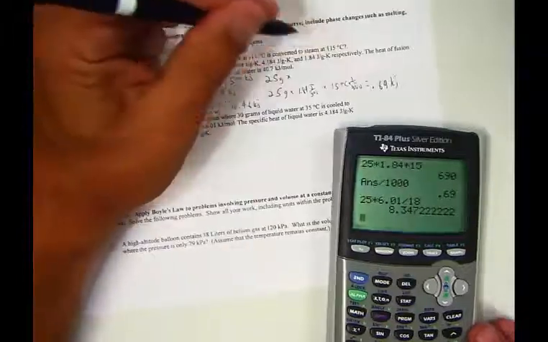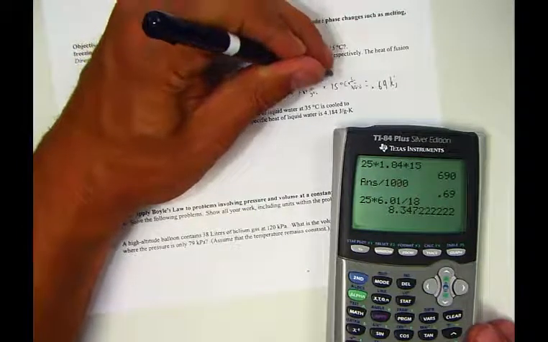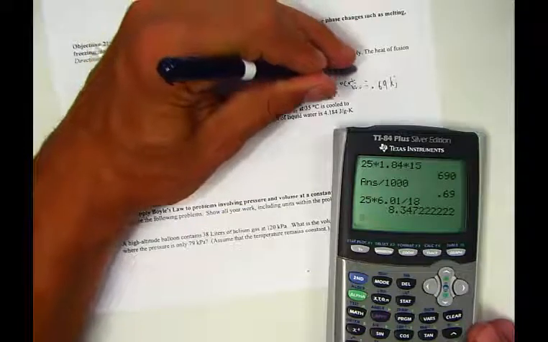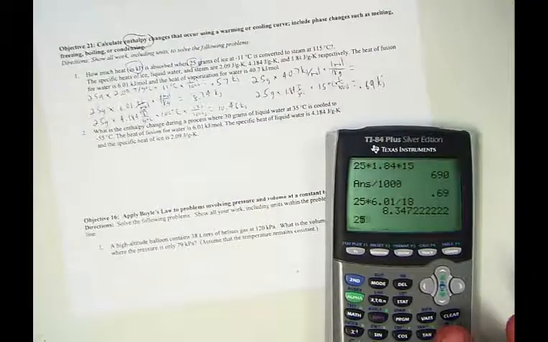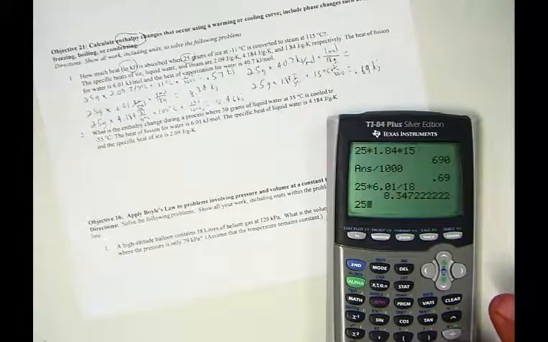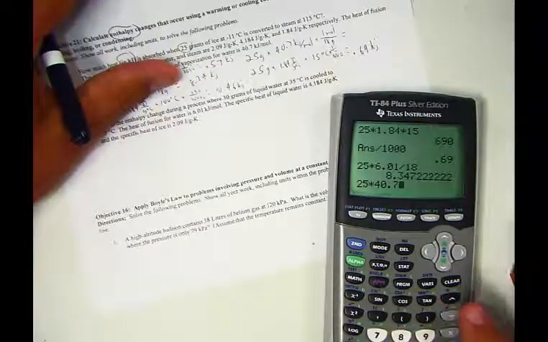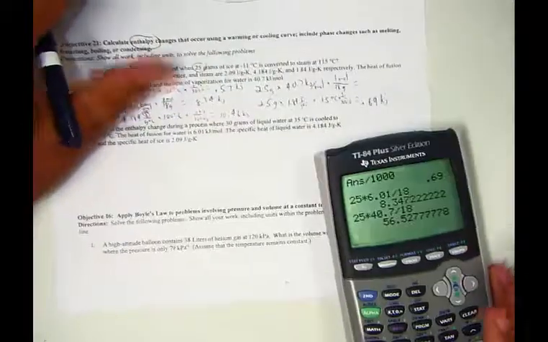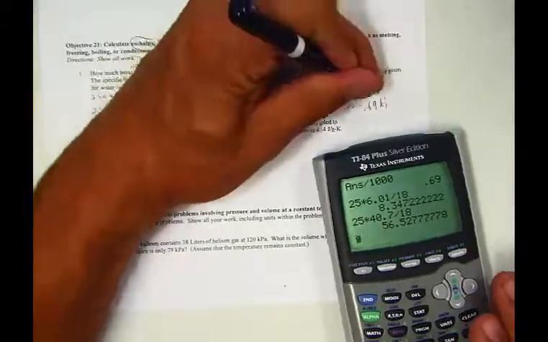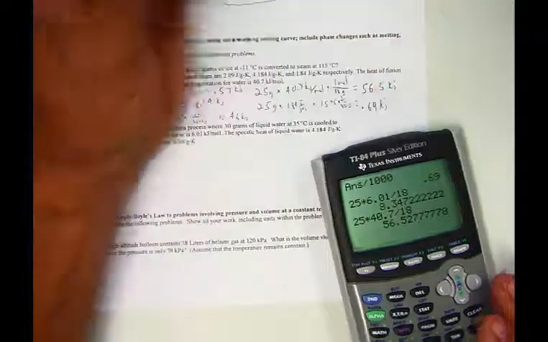And finally, the last section, 25. We're going to need the heat of vaporization for water, which is 40.7 kilojoules per mole. We have to multiply it by the fact that 1 mole is 18 grams, or in essence divide by 18 grams. 25 times 40.7 divided by 18. And the largest amount of energy is going to take to actually evaporate this, 56.5 kilojoules.